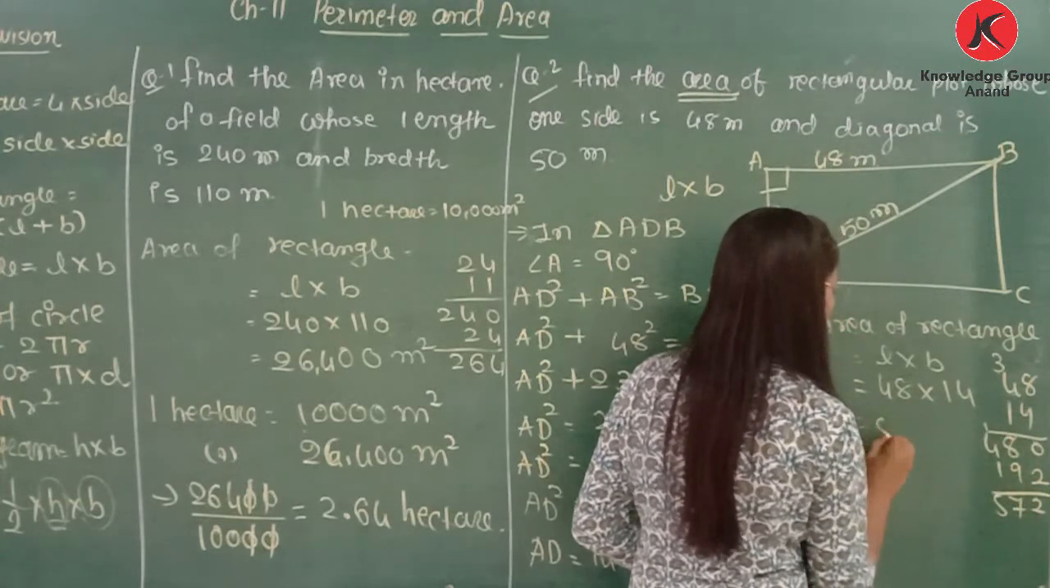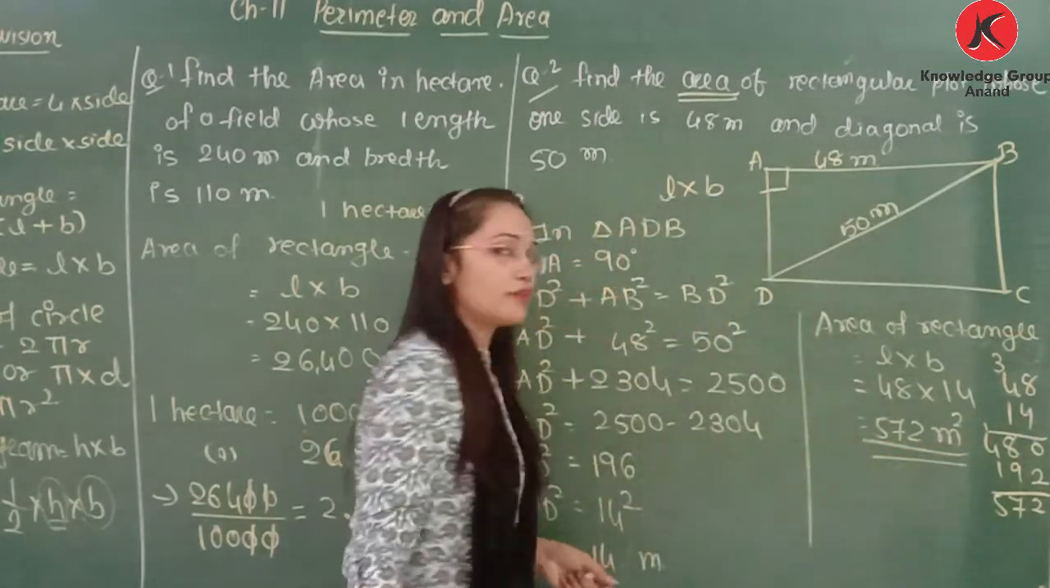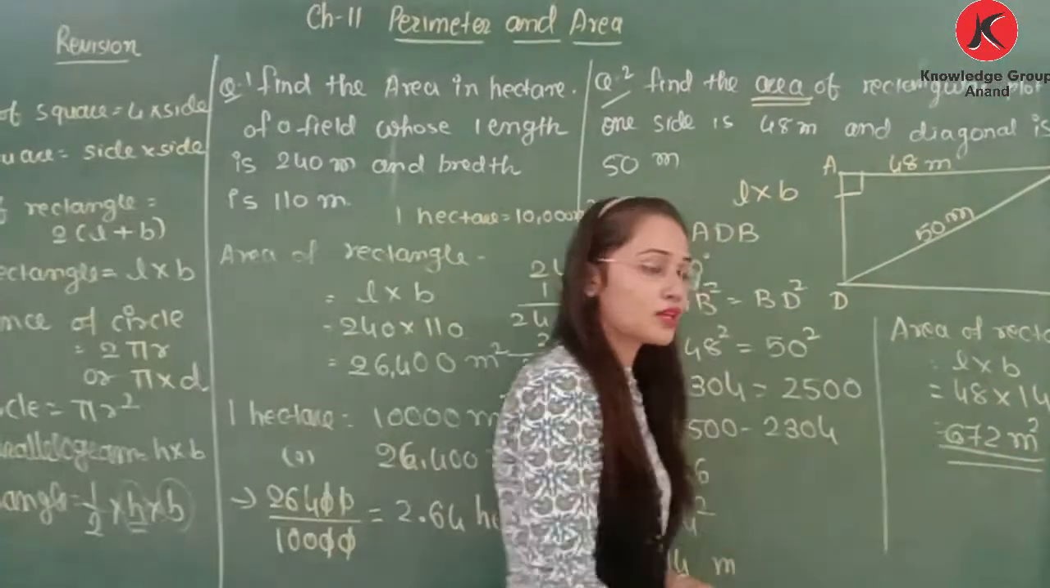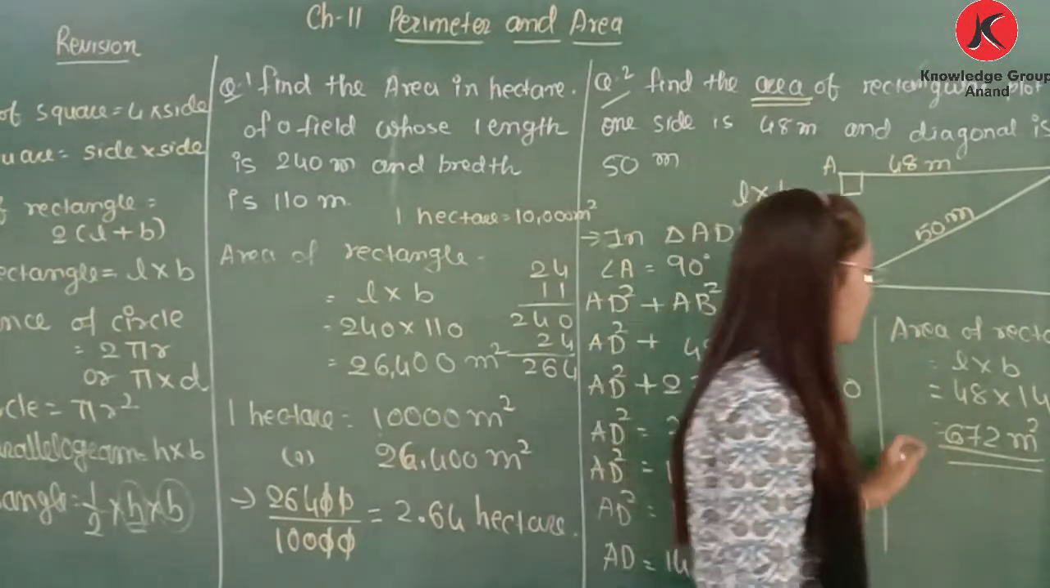So it is 572 meter square, that is the area of a rectangle. This is 672 meter square, that is the area of a rectangle.